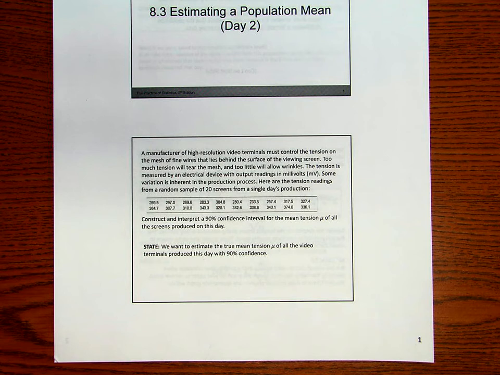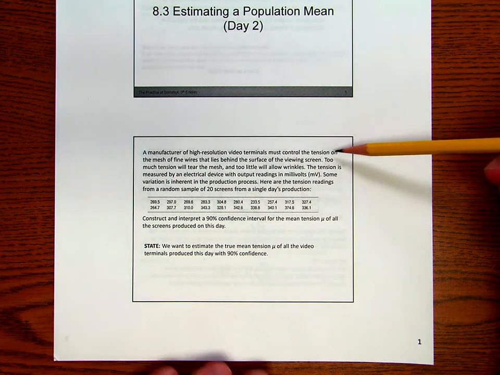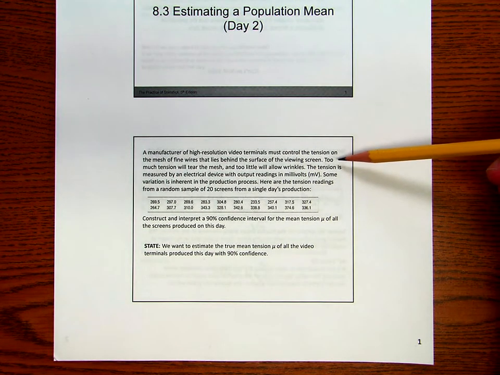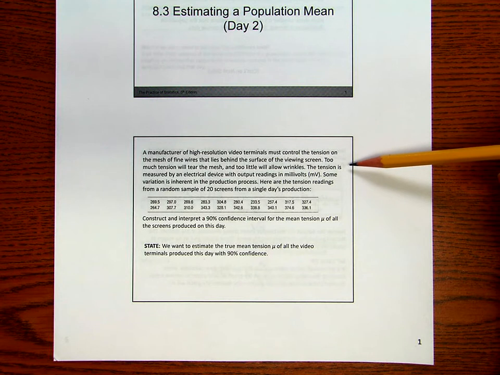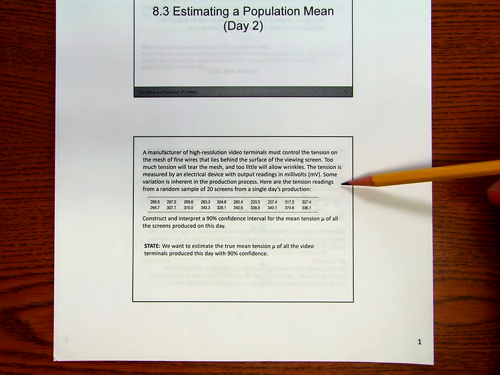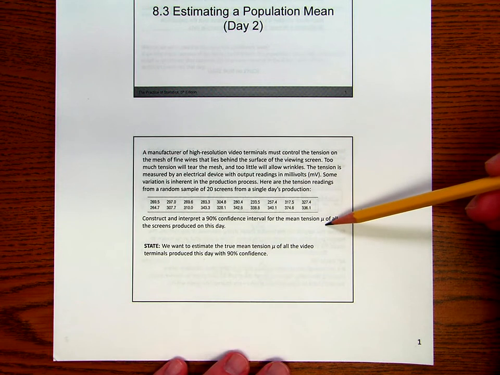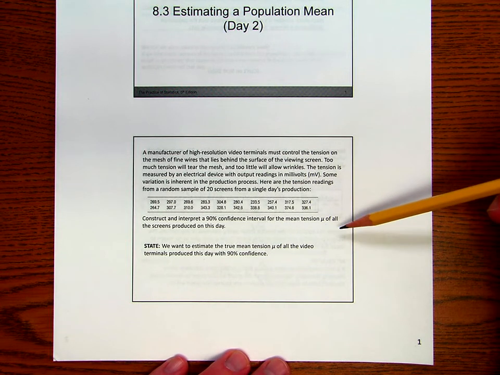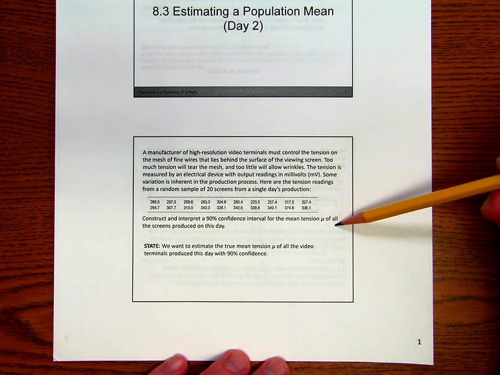It says, a manufacturer of high-resolution video terminals must control the tension on the mesh of fine wires that lies beneath the surface of the viewing screen. Too much tension will tear the mesh. Too little will allow wrinkles. The tension is measured by an electrical device with output readings in millivolts. Some variation is inherent in the production process. Here are the tension readings from a random sample of 20 screens from a single day's production. Construct and interpret a 90% confidence interval for the mean tension mu of all the screens produced on this day.